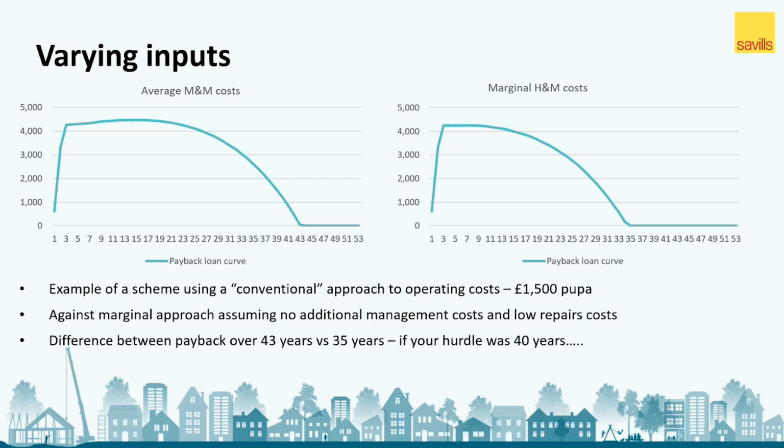So I exemplify this not to state the blindingly obvious, but if we were using top left assumptions and our hurdle was 40-year payback, that scheme would fail. But if we use top right assumptions, marginal assumptions, and our hurdle was 40 years, that scheme would pass. So it's really worth thinking about the way in which we apply realistic estimates of management and maintenance costs going forward.